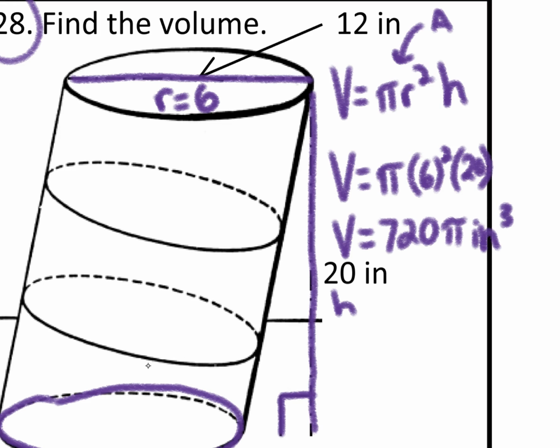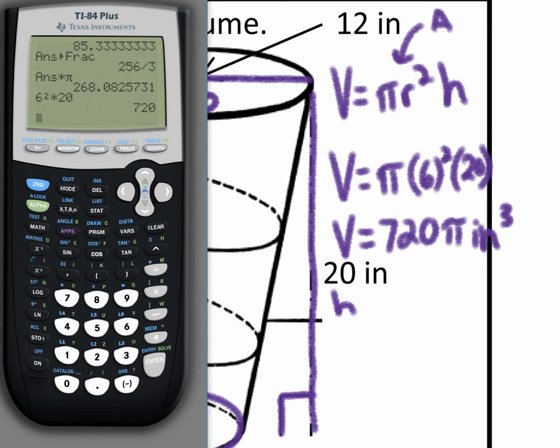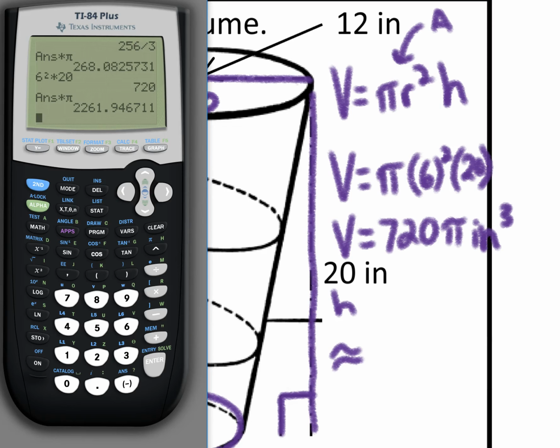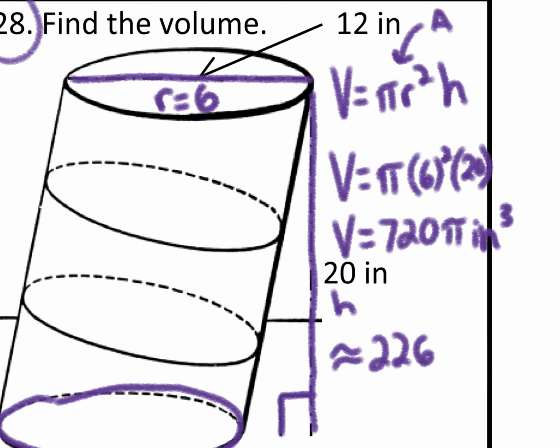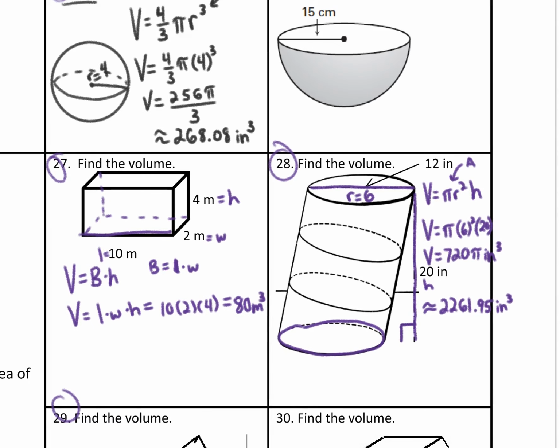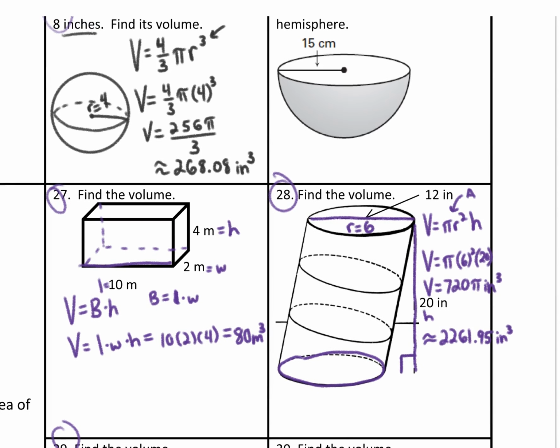Then we're going to do the same thing, and we're going to take that volume value, multiply by pi to get our decimal. So just take your answer, multiply it by pi, and our volume is approximately 2,261.95 inches cubed. And that's it for that one. So there's 3 volume examples for you. Each a different equation, but the same concept for each one.